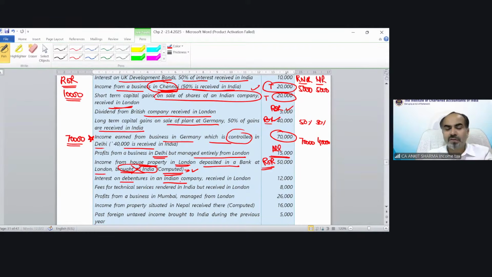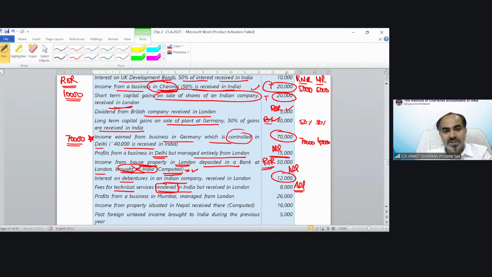Next is interest on debenture of an Indian company. Now, debenture of an Indian company, that means what? Taxable in all, because it's an Indian company debenture. Fees for technical services rendered in India. We have just gone through the provision of royalty, interest and fees for technical services. If it is used in India, then it's going to be taxed for all categories of persons. So what has been written, these have been rendered in India. So that means it arises from India. So taxable for all.